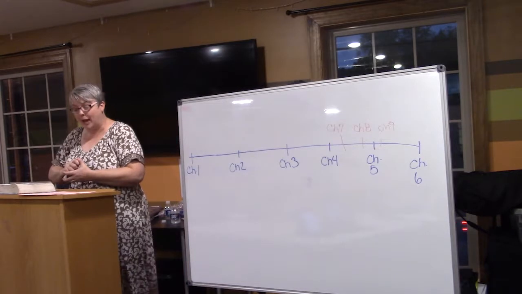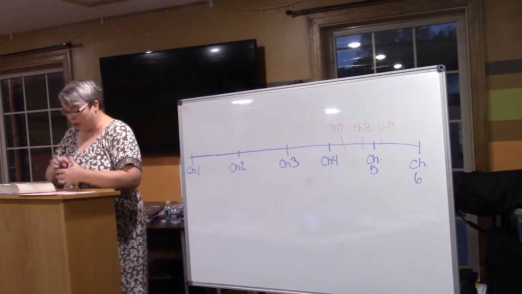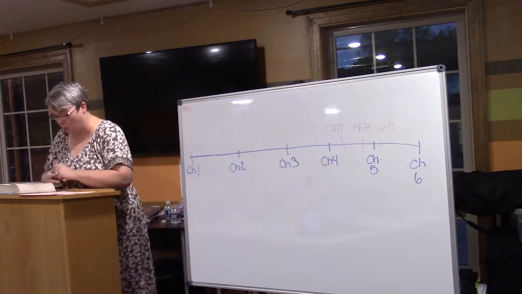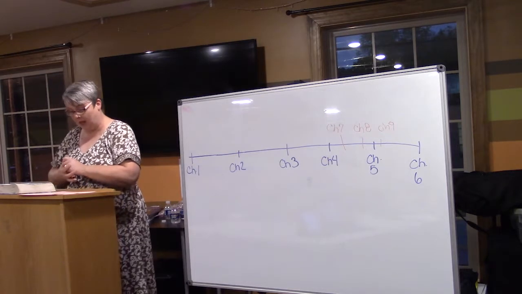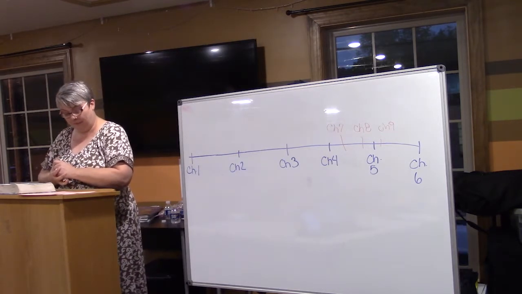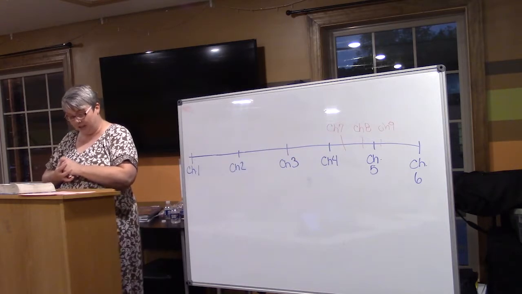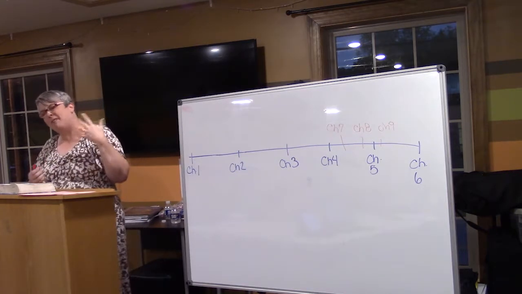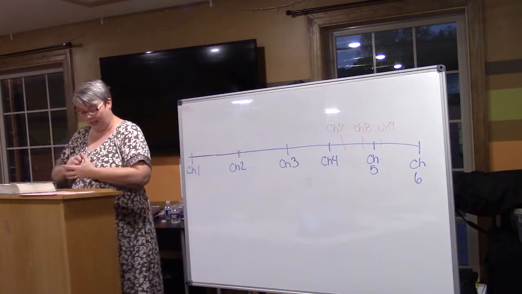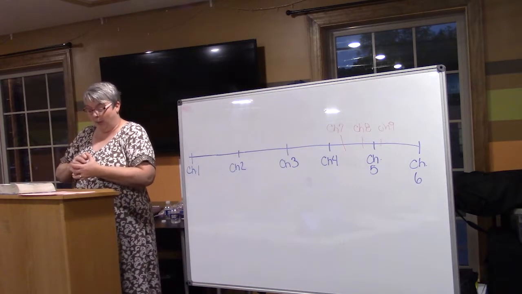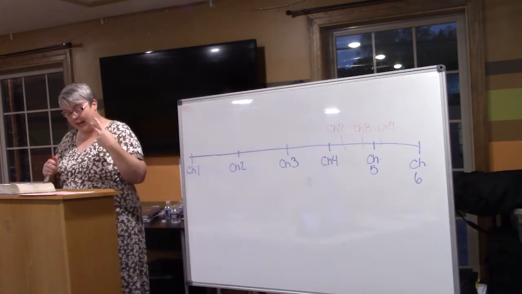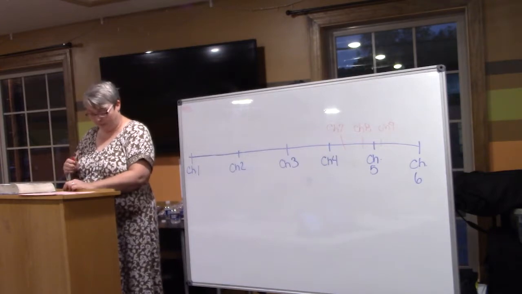Alrighty, so chapter 10. What's our time phrase for chapter 10, verse 1? What's it say? Third year of Cyrus, king of Persia. So it's the 3rd year of Cyrus, the king of Persia. It's about 536 BC at this point, which makes it about 2 years after chapter 9.